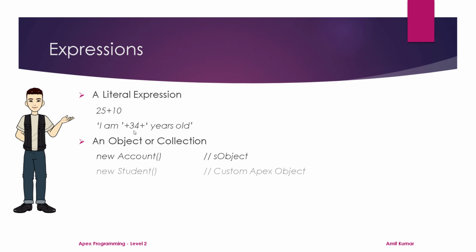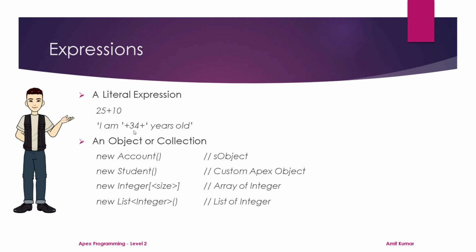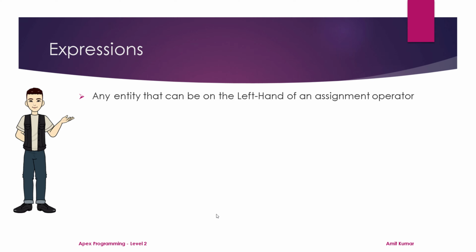So definitely this is something we have to discuss later down the line, but all these statements are valid examples of an object or collection. Like the first one is an SObject, the second one is a custom Apex object, the third one is an array declaration of integer type, the fourth one is a list of integer. You might have noticed the use of the new keyword, and this keyword is used with an object or collection to take space in memory.